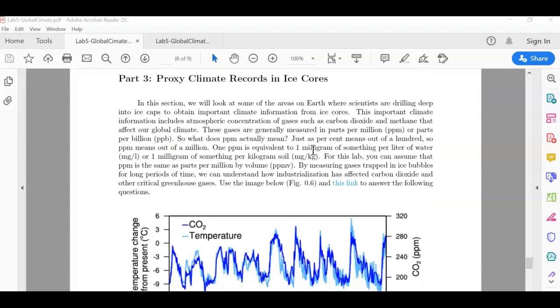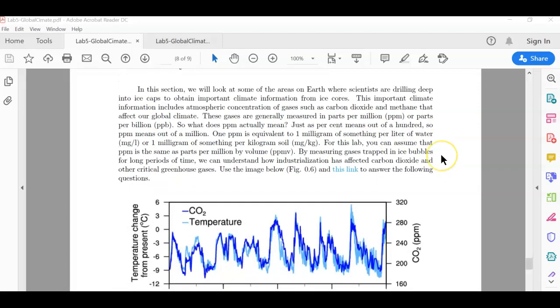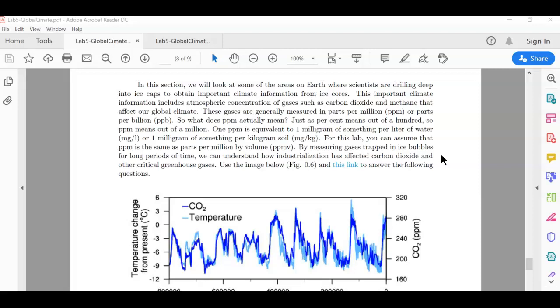Okay, part number 3, proxy climate records in ice cores. Okay, so now we get into the ice core section. So in this section, we will look at some of the areas on Earth where scientists are drilling deep into ice caps to obtain important climate information from ice cores.